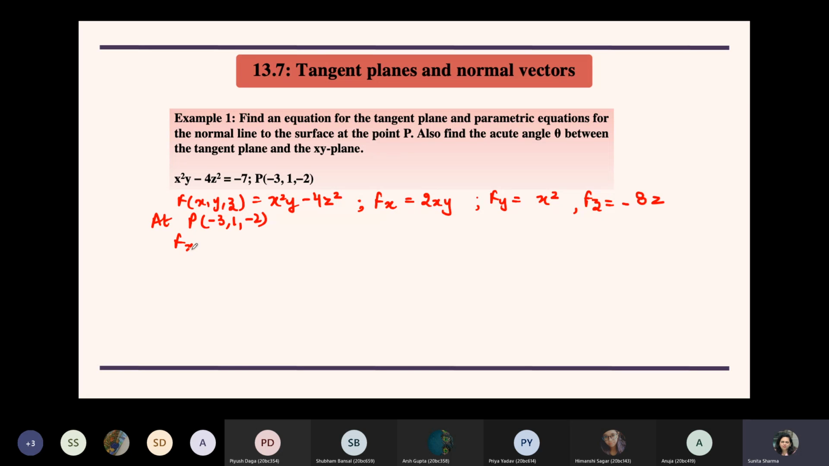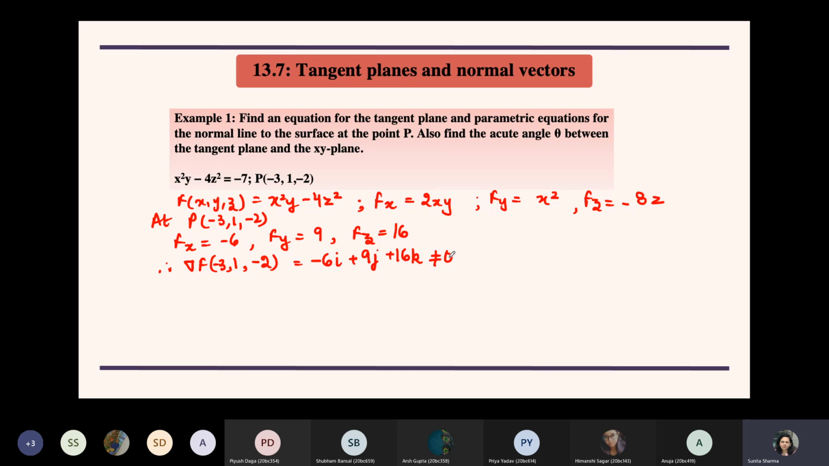the value of the partial derivative of f with respect to x: put x as minus 3, y as 1. So you get this as minus 6, and fy is x square, which is 9, and fz is minus 8z, which is 16. Okay, so therefore the gradient of f at this point, minus 3, 1, minus 2, is minus 6i plus 9j plus 16k, and definitely this is not a zero vector.